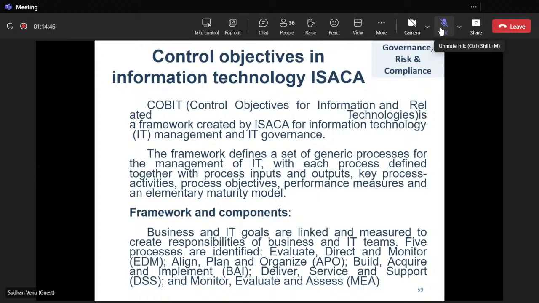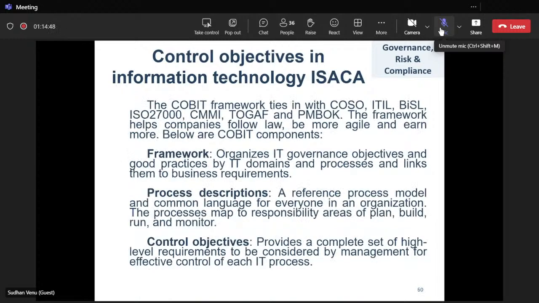So similarly to that, the framework components will be defined in ISACA, and this framework ties in with COSO, ITIL, BASEL, ISO 27000, CMMI, TOGAF, and we have some standards in that framework. Below are the COBIT components. What is that? It is the framework and process description, and control objectives. The framework is nothing but a governance objective and good practices by the IT domain, process by process, and links them to the business requirement.